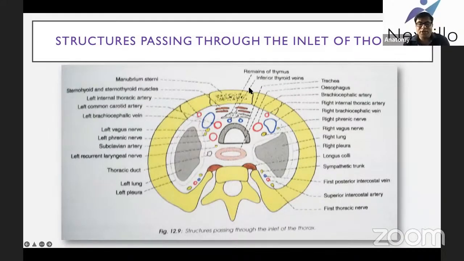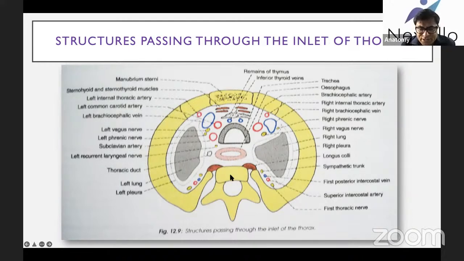Okay, now talking about the detailed structures here passing through the inlet. You can see it's a reniform opening. The transverse diameter is around 10 to 12 centimeters, and anteroposteriorly it is 5 centimeters. Now focus, because many times they might ask an MCQ, what are the structures passing, all except, sort of thing, structures passing through the inlet. And I remember there was one question in Rajasthan University of Health Sciences regarding this thoracic inlet.